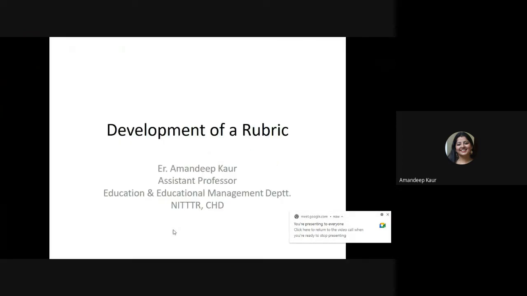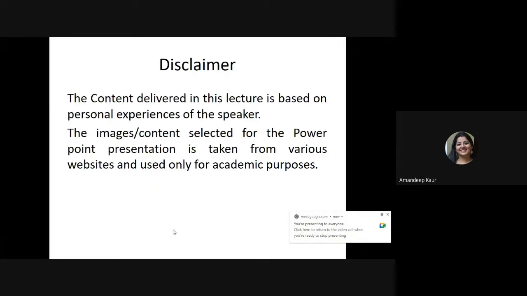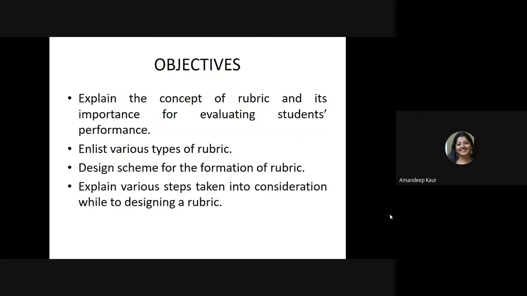When it comes to the design of the rubric, there are many things that we need to consider. It may be the academic criteria that you need to follow at institute level as far as evaluation points or grades are concerned. What kind of test, what kind of activities you are going to give to your student. All these parameters need to be very clear if you want to design this evaluation tool at institute level. In this particular session, we are going to cover the concept of rubric and its importance for evaluating student performance.